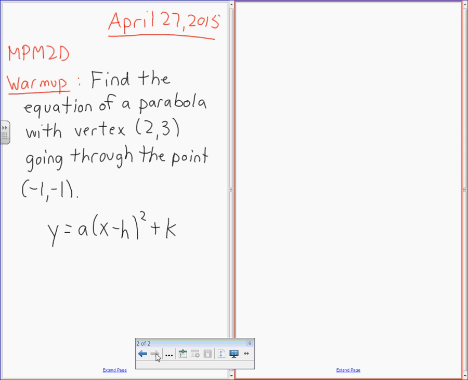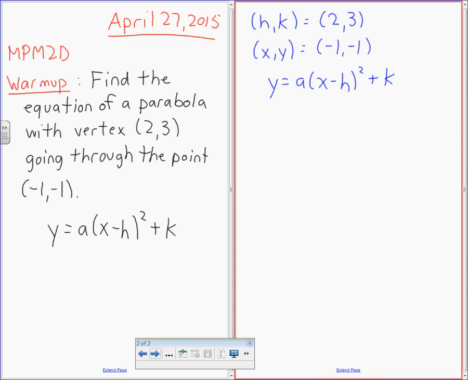All right, great. I'm going to start with Noah in the front row here, please. Noah, what's H and K going to be here? Okay, good. That's going to be the vertex, so it's going to be 2 comma 3. Great. All right, Spencer, what's my X and Y points going to be here then? Okay, great. -1 comma -1. Then all I'm going to do is sub in here y equals a(x minus h) squared plus k. Sub everything in and then solve for A.